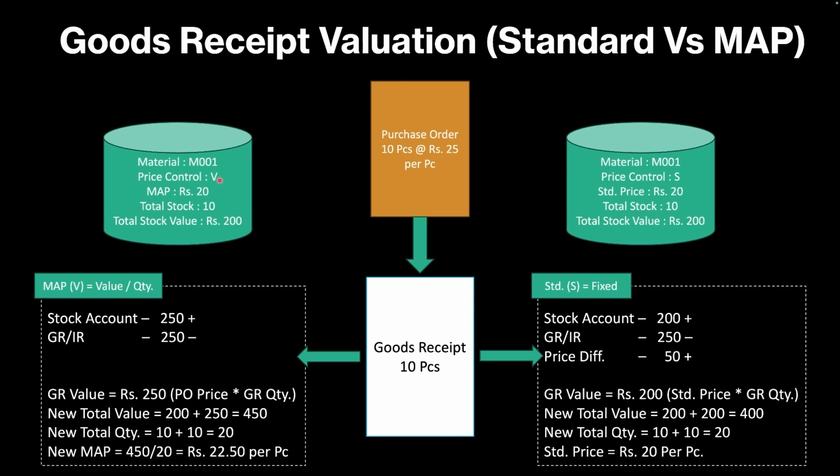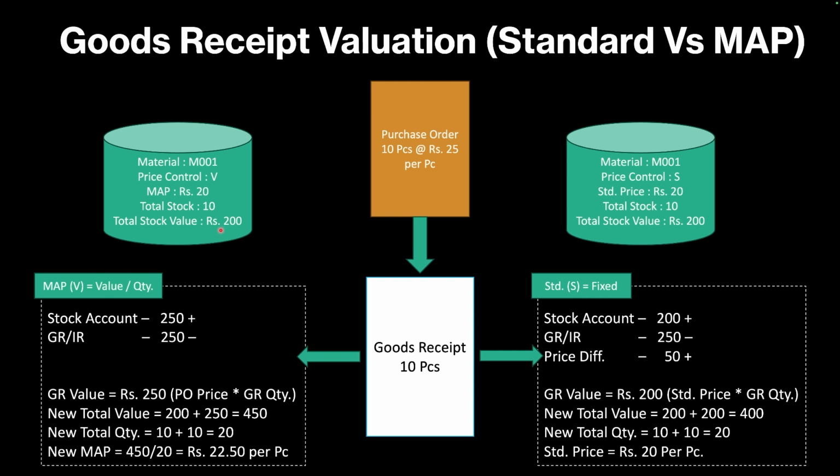So let's see what will happen for a material which is maintained at moving average price. System will decide the GR value by taking the PO price into consideration. So system will basically post a GR value of 250 rupees, that is 25 rupees per piece multiplied by goods receipt quantity of 10 pieces. So the stock account gets updated with a debit entry for 250 rupees, and you have a GRIR entry for 250 rupees. This GRIR you will clear through the MIRO process and will create liability against the vendor.